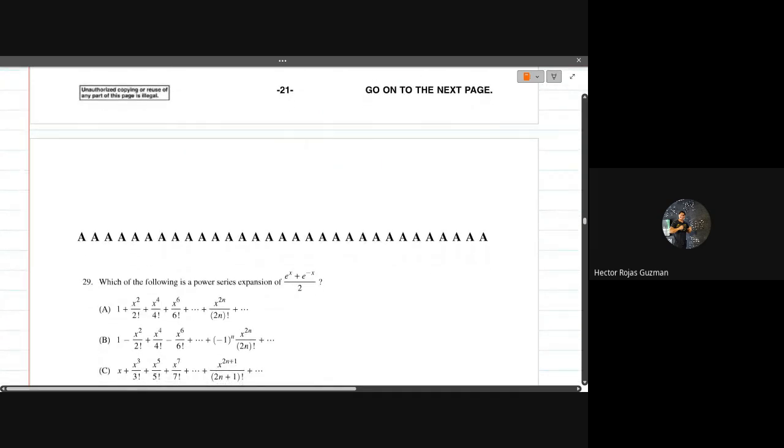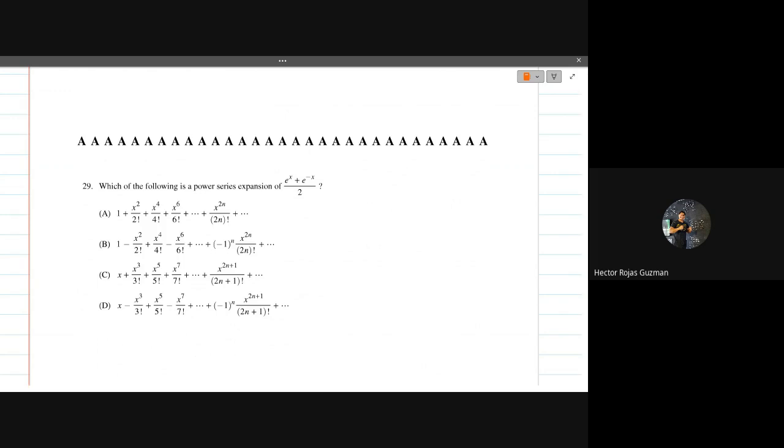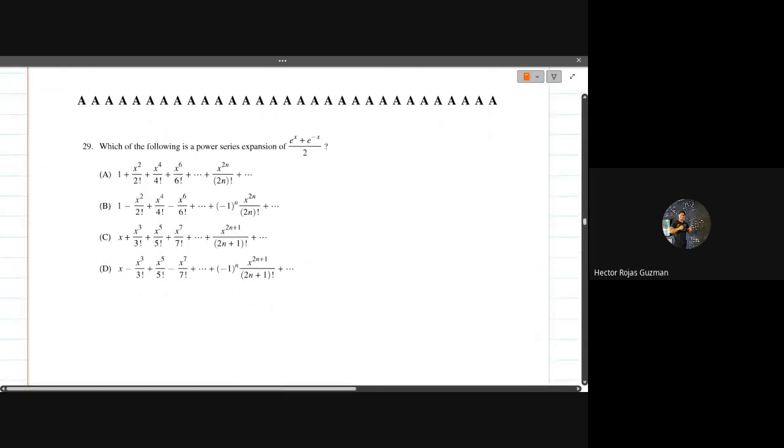29. Oh, so close. Which of the following is a power series expansion of this? Once again, one of the latest lessons that we've talked about, and you need to know your expanded series for e^x.